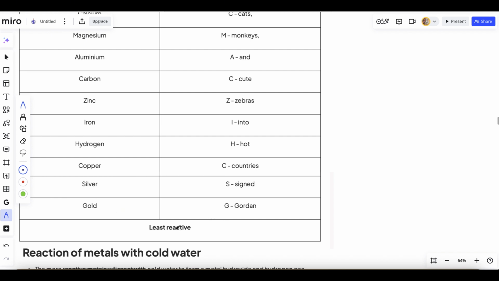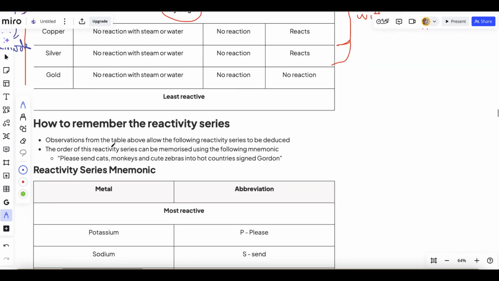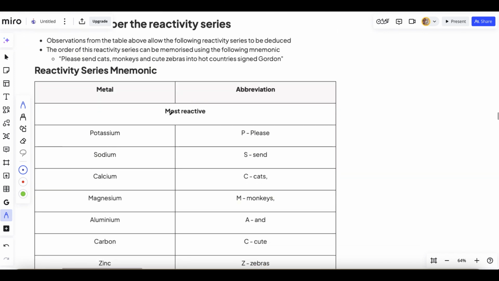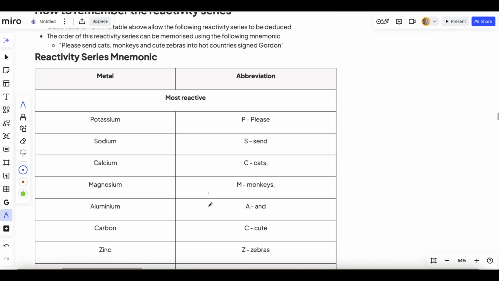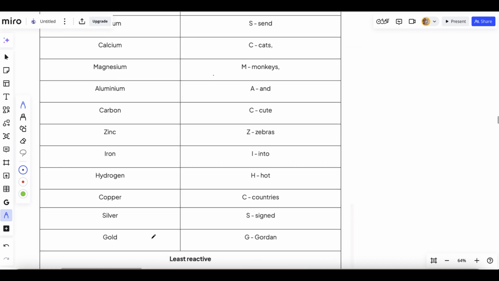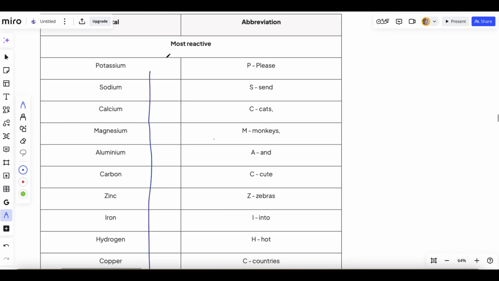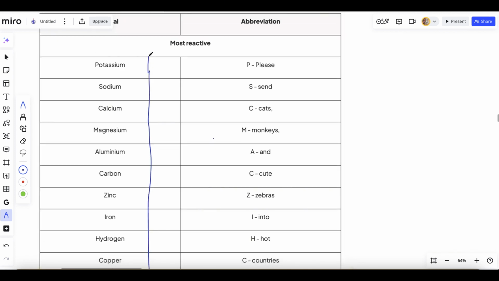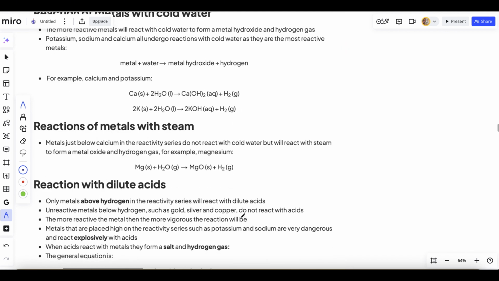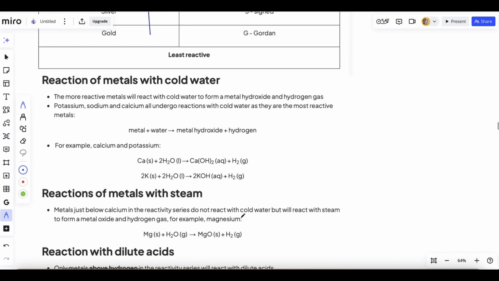So this is the least reactive, and the top one is the most reactive. So the reactivity is increasing as we move up the reactivity series. This is the most reactive, and gold is the least reactive. So we'll move on. Remember, this class is basically for the reactivity series.